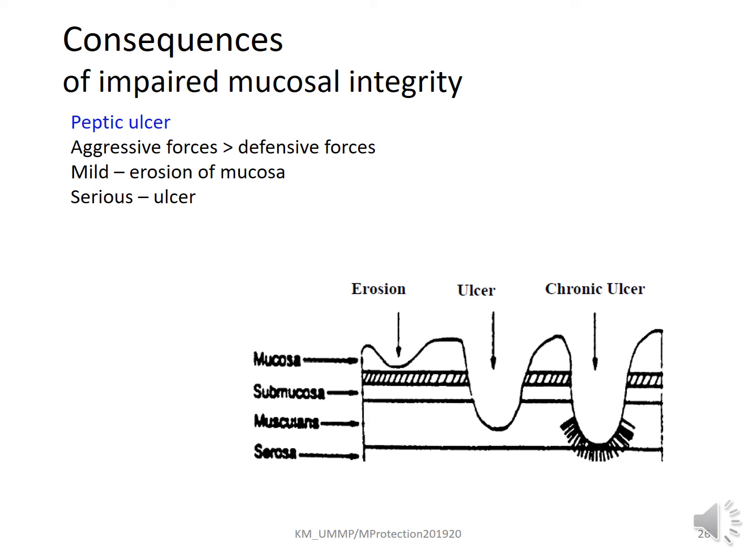Impaired mucosal integrity can lead to several consequences. Mildly impaired mucosal integrity can result in erosion only, whereas a serious one can cause an ulcer. If the ulcer involves the serosa, it can lead to perforation.